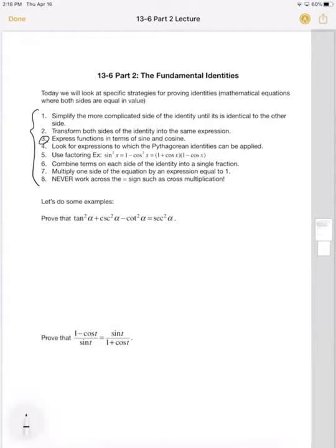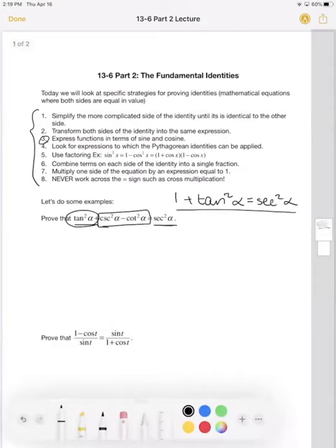Now, before I start changing this tangent squared of alpha into sine squared over cosine squared, let's look over here at what our goal is. Our goal is to get the secant squared of alpha. If you go back and look at your Pythagorean identities, you can see that the second one is 1 plus the tangent squared of alpha is equal to the secant squared of alpha. So I already have the tangent squared here. If I could get this boxed section to equal 1, I could then have an answer: tangent squared alpha plus 1 is equal to secant squared alpha. So let's see if we can do that. That's going to be a good strategy.